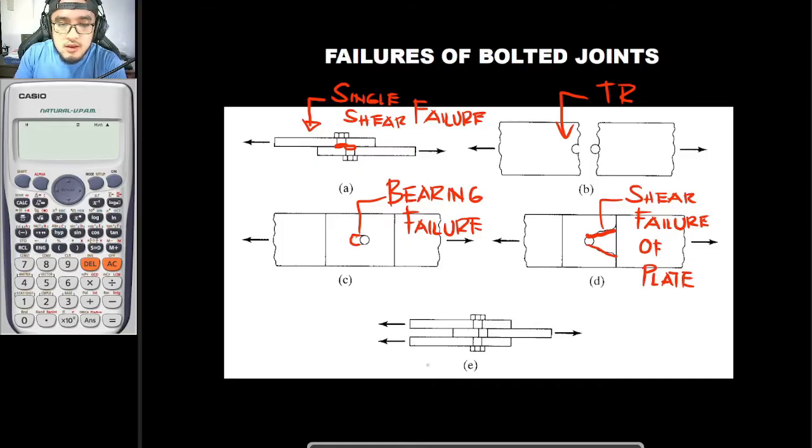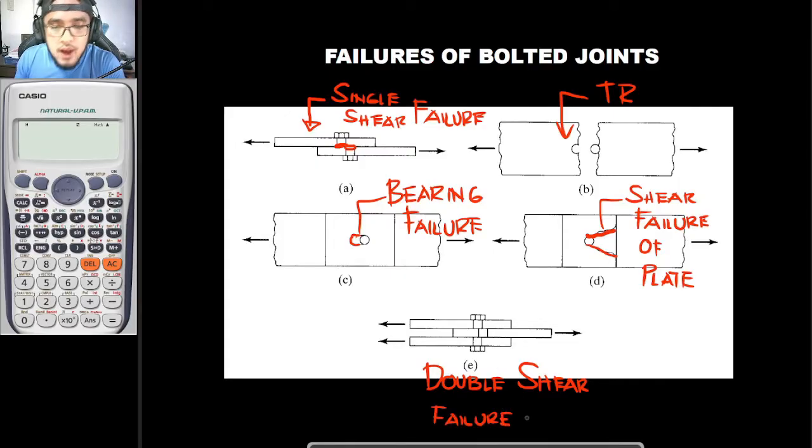So sulat ko lang ulit. Double shear failure. So bakit siya double shear failure? Self-explanatory because as you can see here, we have two shear planes that have failed, which is this part right here and this part right here. So am I making myself clear, guys? Yes, sir. Okay, very good. Okay, sige. Mag-proceed na tayo. So if there are no more questions, let's proceed.